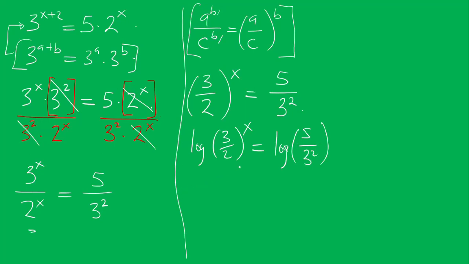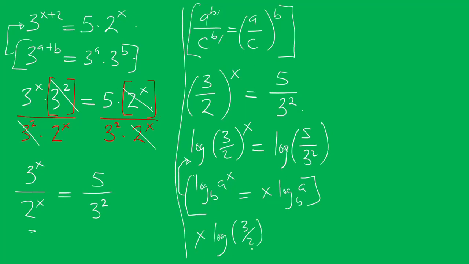Now we are also going to apply the law of logarithms, where log of a to the power x to base b is the same thing as x log a base b. So we apply this expression here. You now have x log 3 over 2 equal to log 5 all over 3 to the power 2. This is what we have.